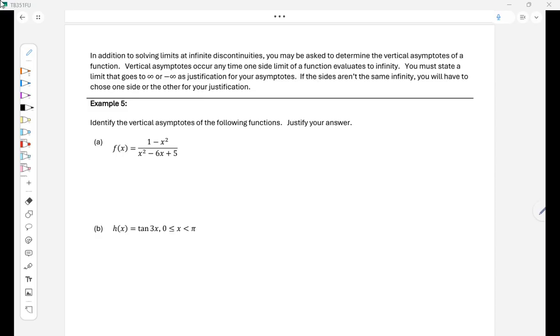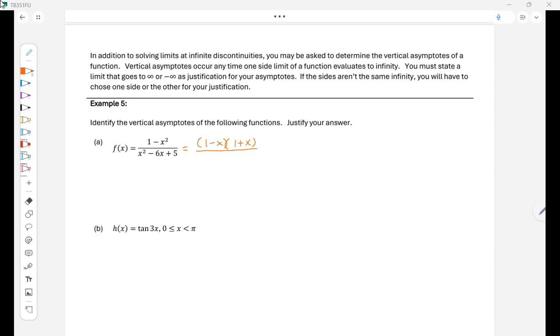So here we go. We've got letter A. Again, a rational function, 1 minus x squared over x squared minus 6x plus 5. We are going to factor that. This one does have a little bit of something extra in it. This is going to be 1 minus x times 1 plus x. So we kind of took our usual pattern where the x comes first and swapped it around. So it's 1 minus x squared.